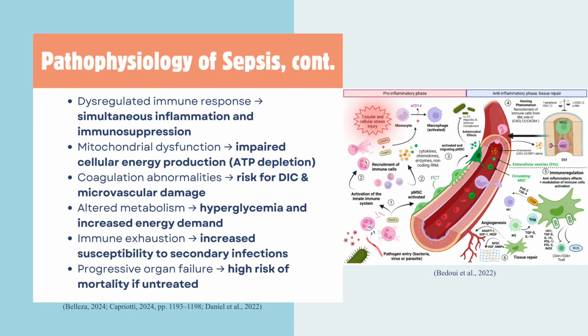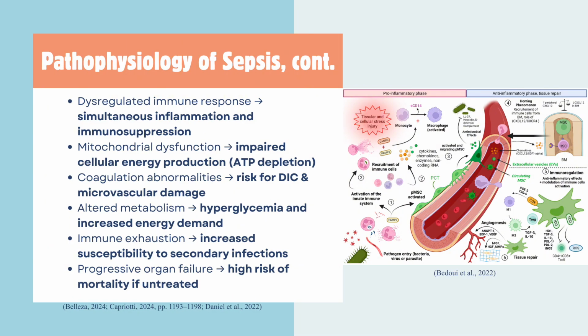In the later stages of sepsis, the immune system becomes both overactive and suppressed at the same time, creating a dysregulated response. This imbalance leads to mitochondrial dysfunction, which reduces the cell's ability to produce energy in the form of ATP, resulting in cellular energy failure. Coagulation abnormalities can also develop, increasing the risk for disseminated intravascular coagulation and widespread microvascular injury.